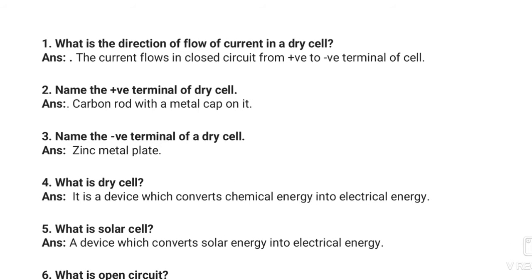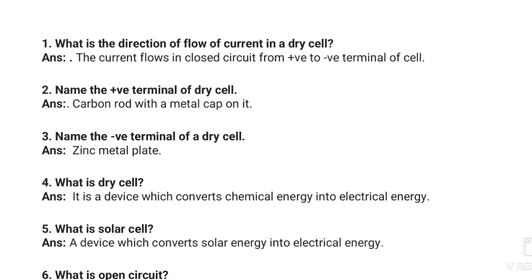Here you can see that we use the word dry cell. Student, the word dry cell is used for a battery or power. We use two or three power sources as one battery, one cell. Now the first question: what is the direction of flow of current in a dry cell?